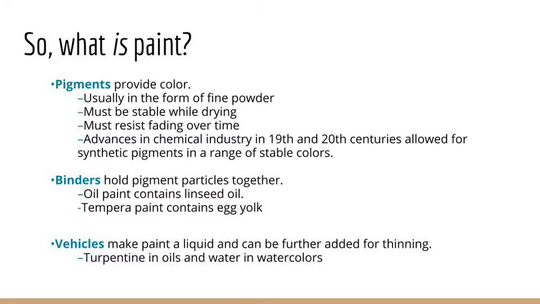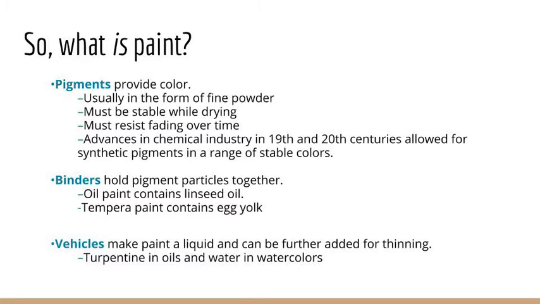Now, binders are what holds the pigment particles together. So in oil paint, the binder contains linseed oil. That's the binder for oil paint. For tempera paint, the binder for that is actually egg yolk. For acrylic, there's synthetic binders, but basically binders are what holds the pigment together.